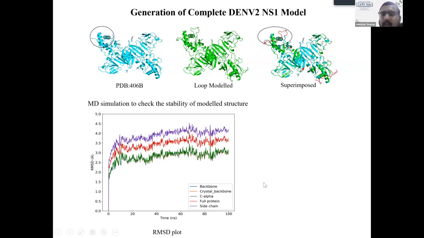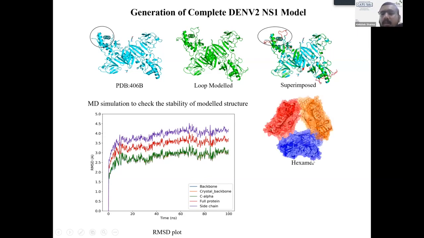Now, from this final structure, we made its other functional unit, that is the hexamer. Also, to expand our analysis, we also made the monomeric unit. The monomeric unit was further subjected to MD simulation runs.